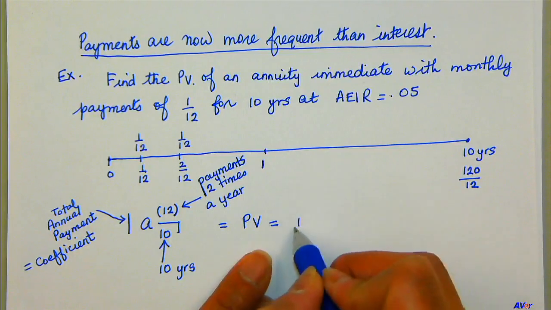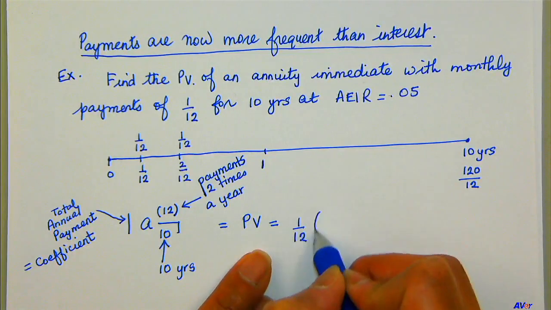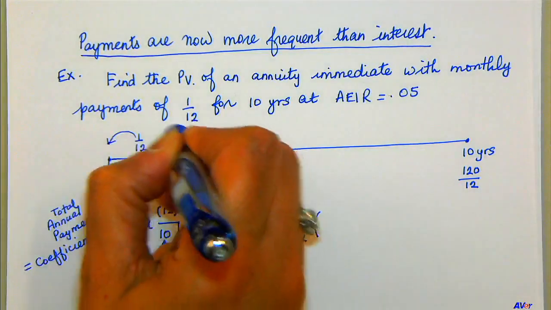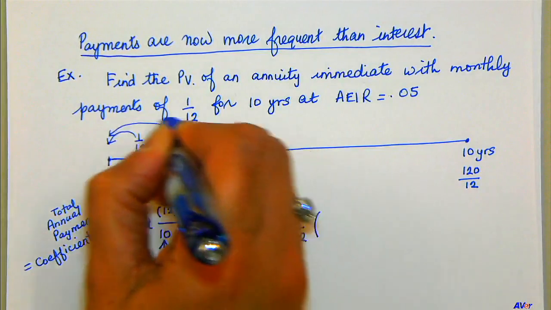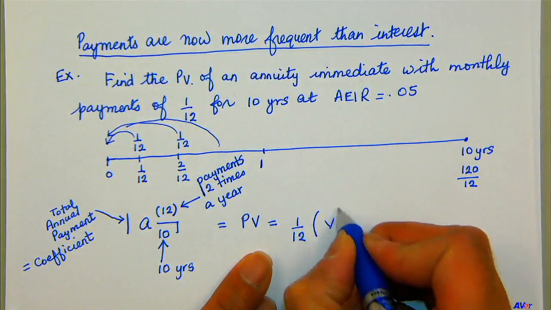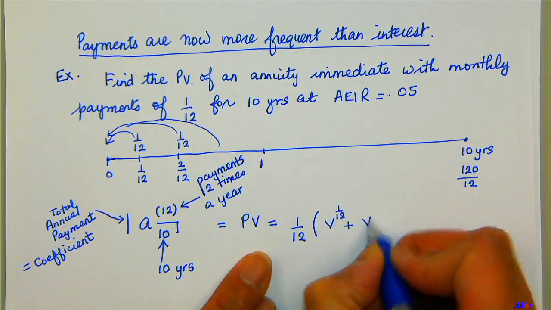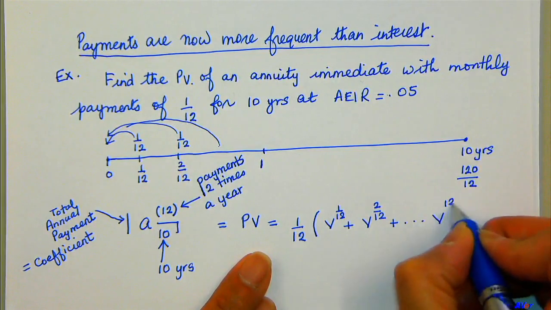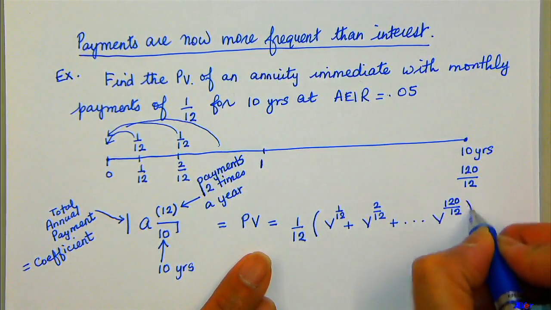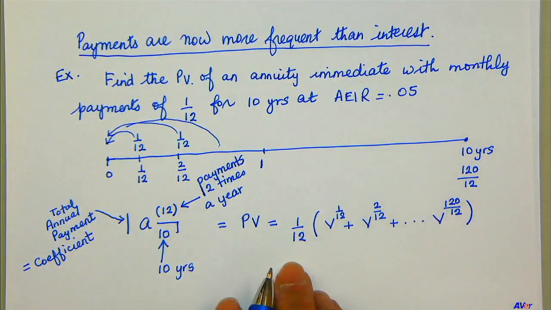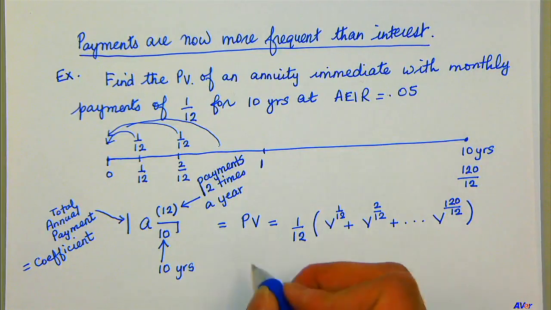So 1/12 parentheses, I'm going like this, guys, watch. Discount, discount, discount, and keep discounting all of them. So V to the 1/12 plus V to the 2/12 plus dot, dot, dot, V to the 120 over 12. That's the last payment, discounted. The 1/12 has been factored out. Multiply the whole expression by V to the 1/12.